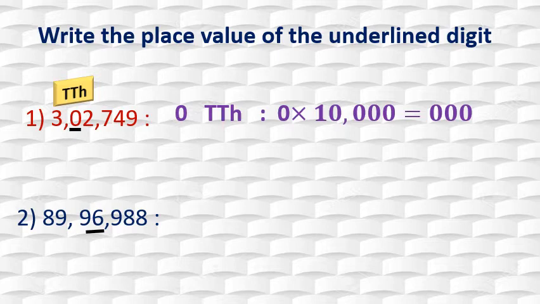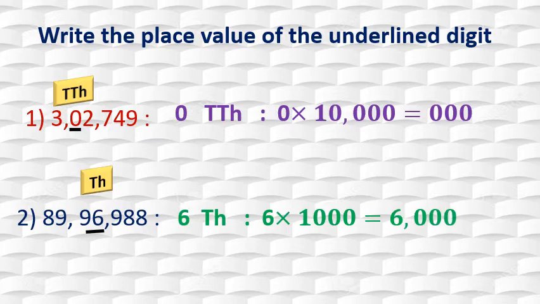Here 6 has the underline. Now here 6 is in the thousands place. So we are going to multiply 6 into 1000. See that. The answer is 6,000. Means the place value of 6 is nothing but 6,000.